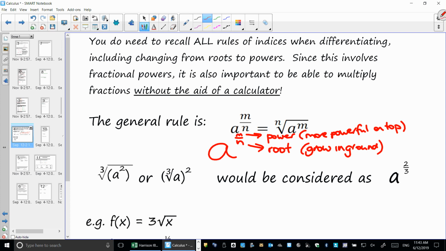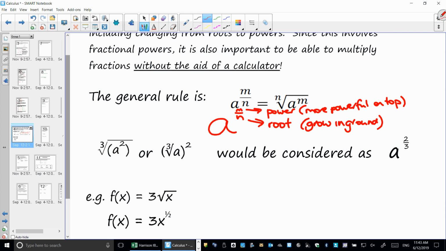So, for this one here, I can see the squared sign, and then my root is a 3, so this would be a to the power 2/3, and vice versa. Now, these two versions are the same. The order that you power or root things doesn't matter. So the root can be then powered, or the power can be rooted. So that order isn't important. Either way, it would be to the power 2/3.